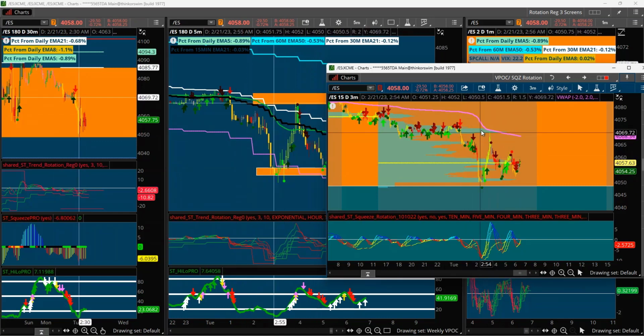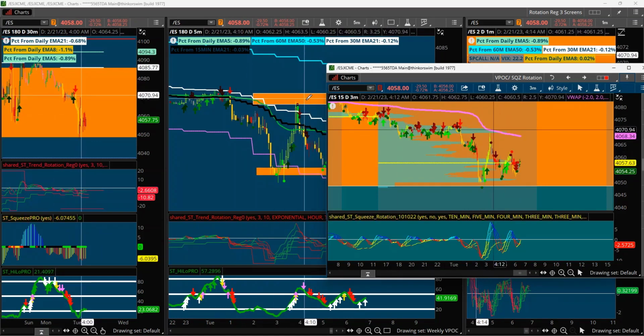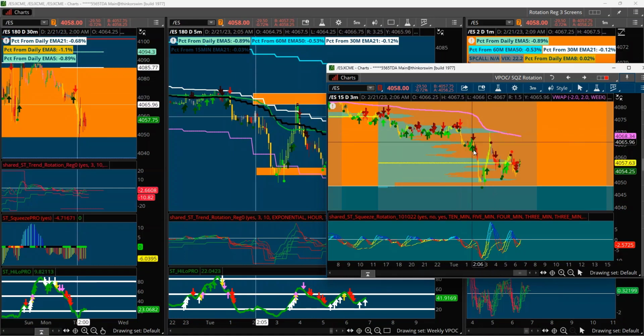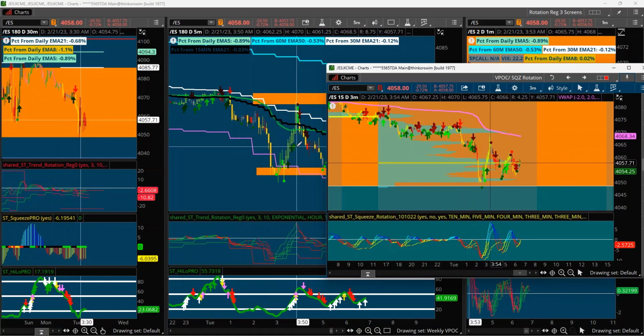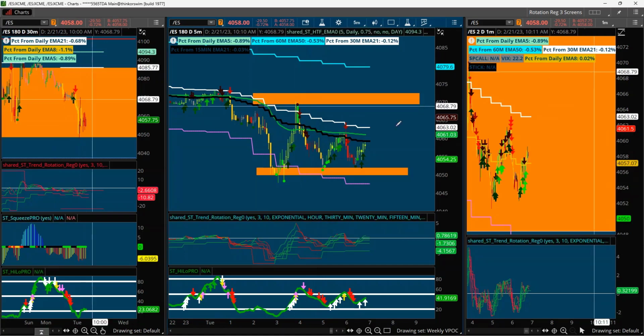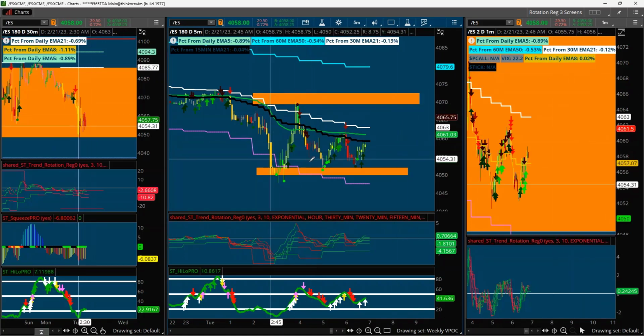And then I put one up here at this one. That's what this orange box is up here, is this node. I'll probably adjust point of control. I'll probably draw one right there so I'm aware of it. But in a nutshell, this is my plan for the day, which direction to take it.